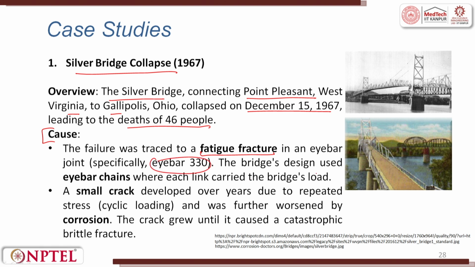The bridge design used eyebar chains where each link carried the bridge's load. A small crack developed over years due to repeated stress, that is cyclic loading, and was further worsened by corrosion. The crack grew until it caused a catastrophic brittle fracture. So, corrosion is a factor here because bridges are built on the water, and water is generally salt water, and salt water leads to or enhances the corrosion. It creates a corrosive environment.